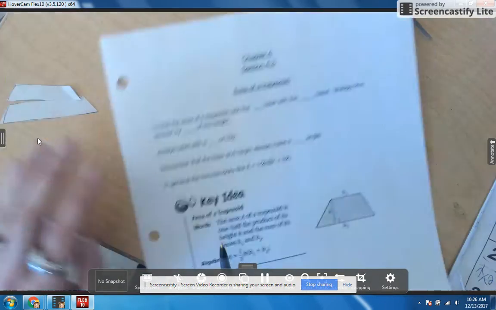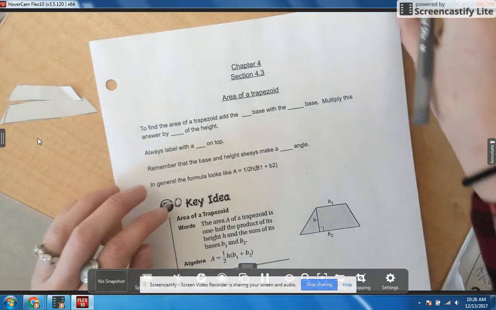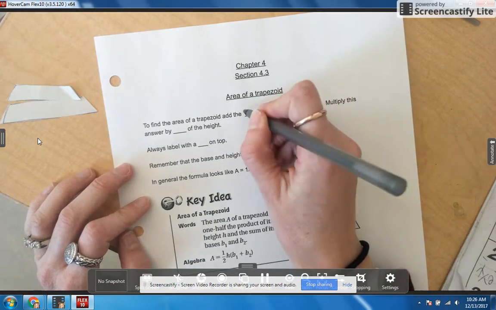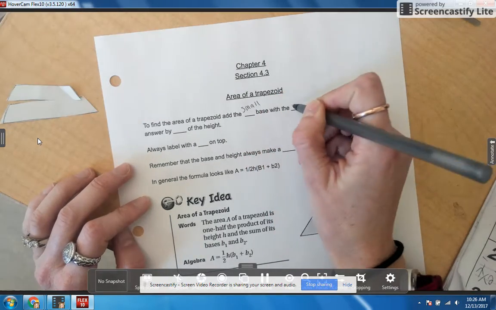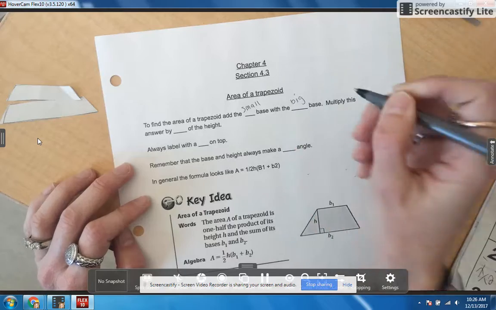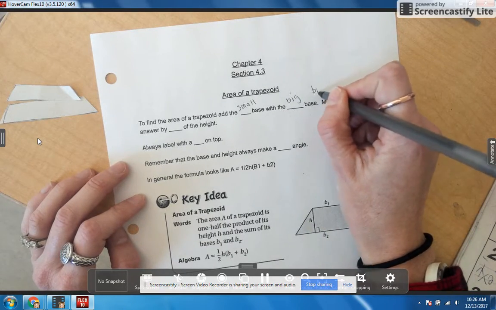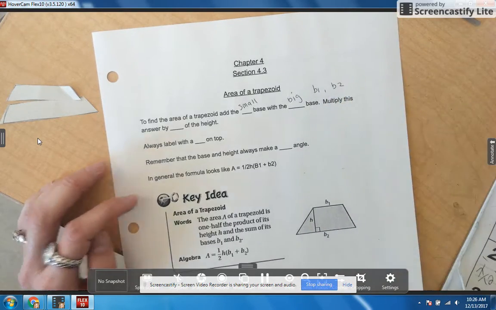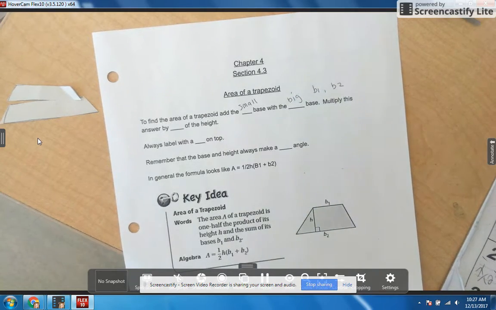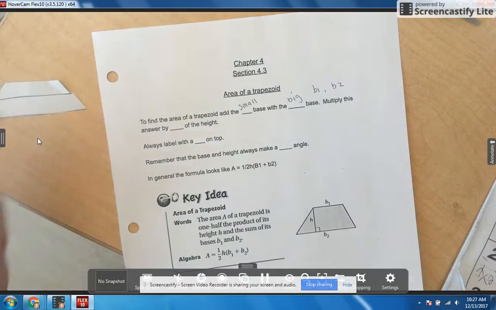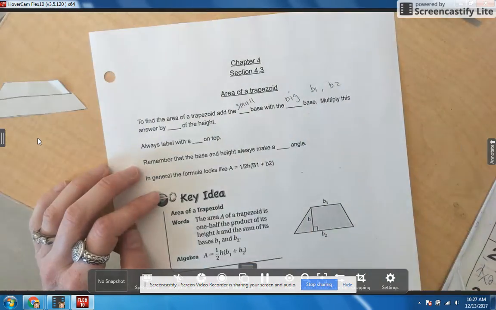So on your notes, let's fill this out together. To find the area of a trapezoid, add the small base with the big base. Sometimes they call it base 1 and base 2, so I'm going to write that over here just in case as well. Sometimes on a worksheet or on a test, it will say base 1 and base 2. It just means big base and small base. It doesn't really matter what order you add them in because of the commutative property. Multiply this answer by the height.